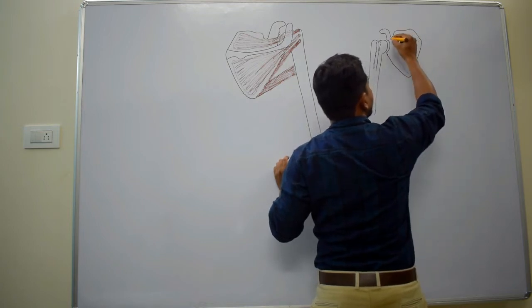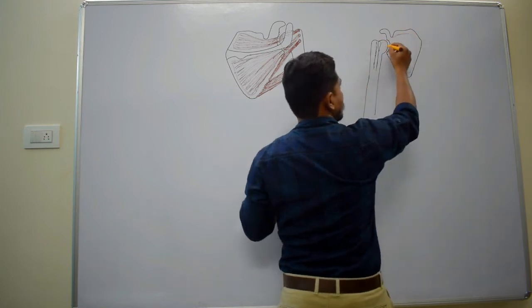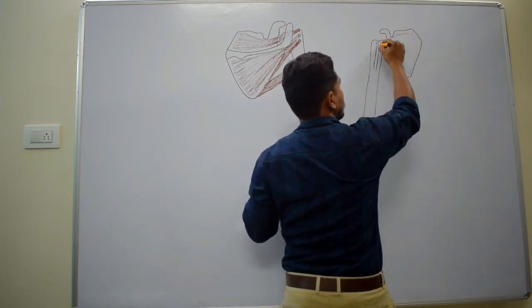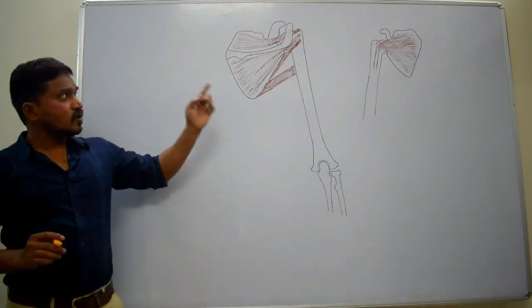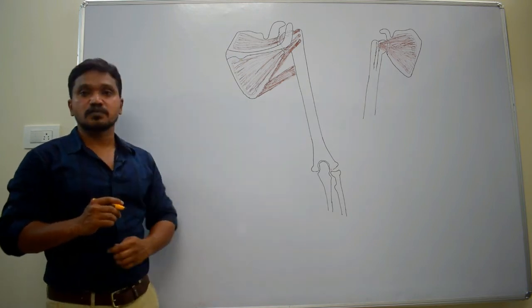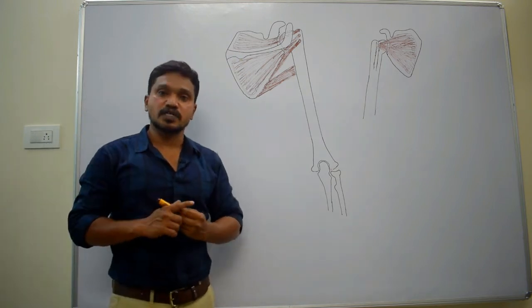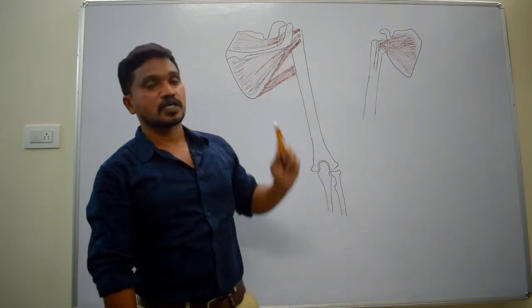Then where it has to insert? It will be inserting to this tuberosity. What is this tuberosity? Lesser tuberosity, like this. So this is about the subscapularis muscle. Then what are the actions and nerve supply of these muscles? Supraspinatus muscle is initiator of abduction. That means first 15 degrees of abduction done by supraspinatus muscle.